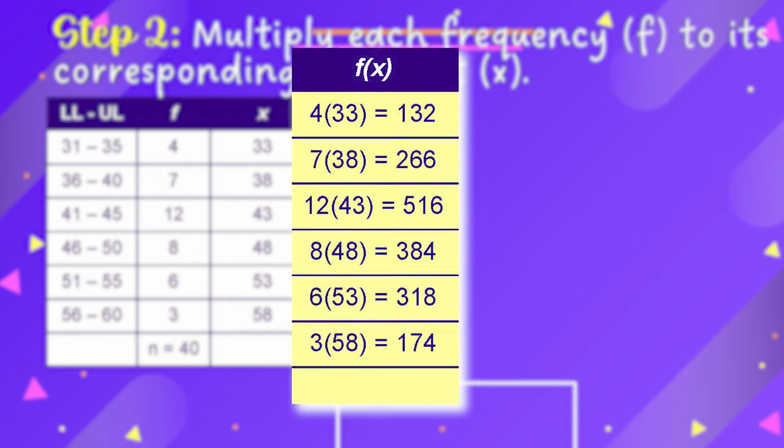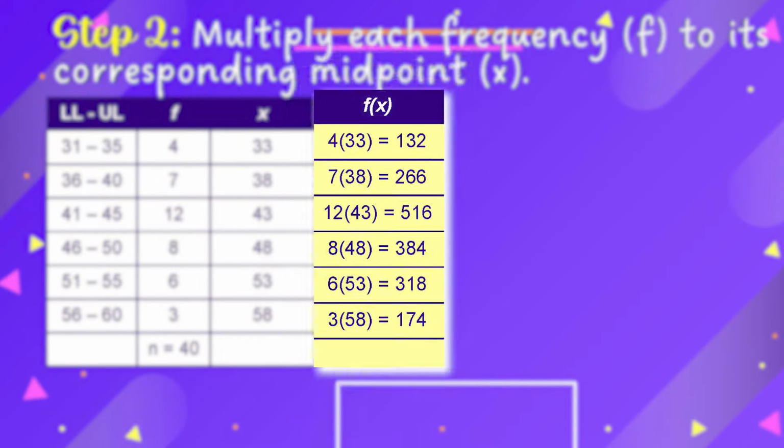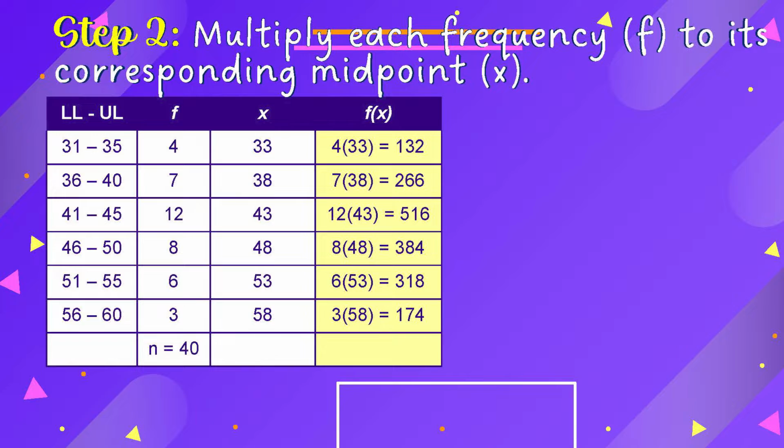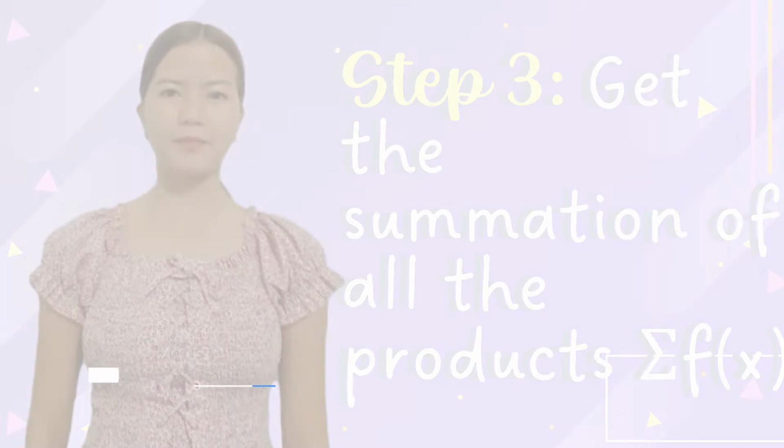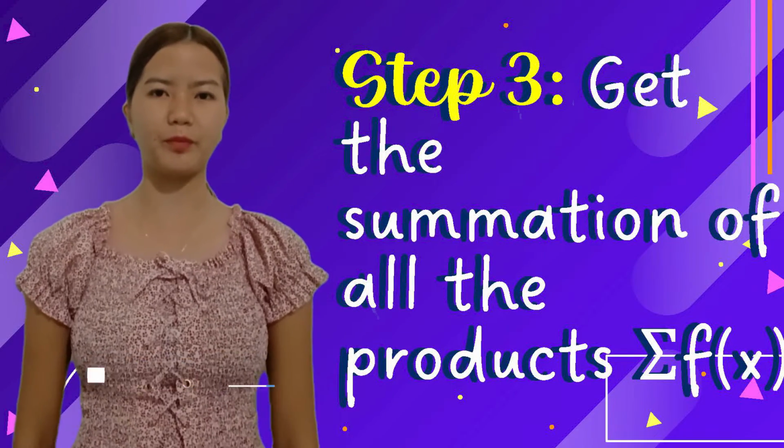So 4 times 33 equals 132. 7 times 38 equals 266. 12 times 43 equals 516, and so on and so forth. So that's how we are going to multiply the frequency to its corresponding midpoint. Then we get the summation of all the products, summation of f times x.